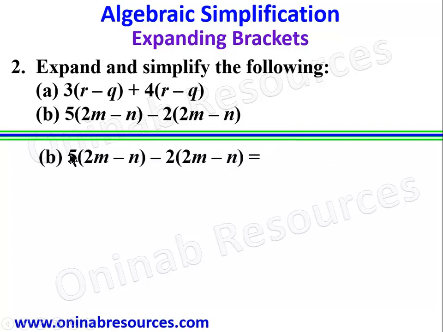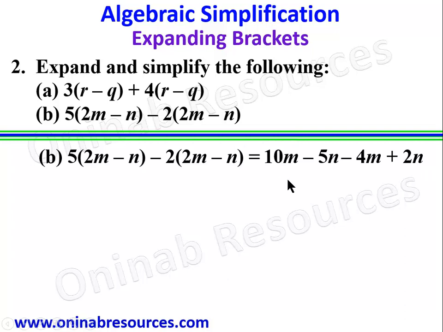For problem 2b again, we are going to use this 5 to multiply every term inside the brackets, and use this negative 2 to multiply every term inside this bracket. So starting from the first bracket, we have 5 times 2m gives 10m. 5 times negative n gives negative 5n. And here, negative 2 times 2m gives negative 4m. And negative 2 times negative n gives positive 2n. So we are done expanding, then we simplify.